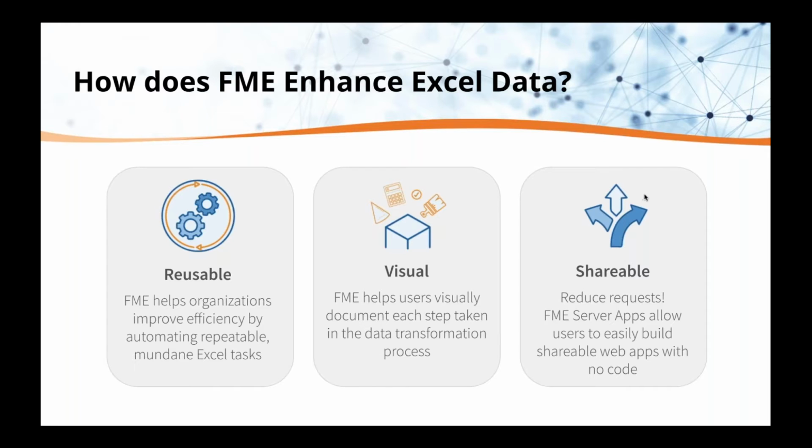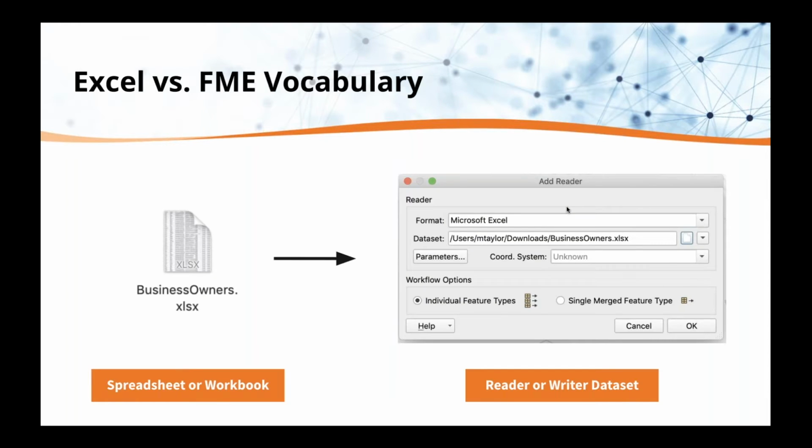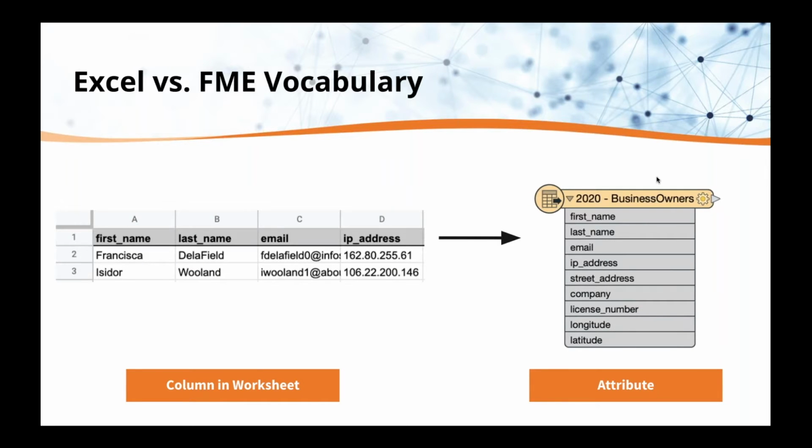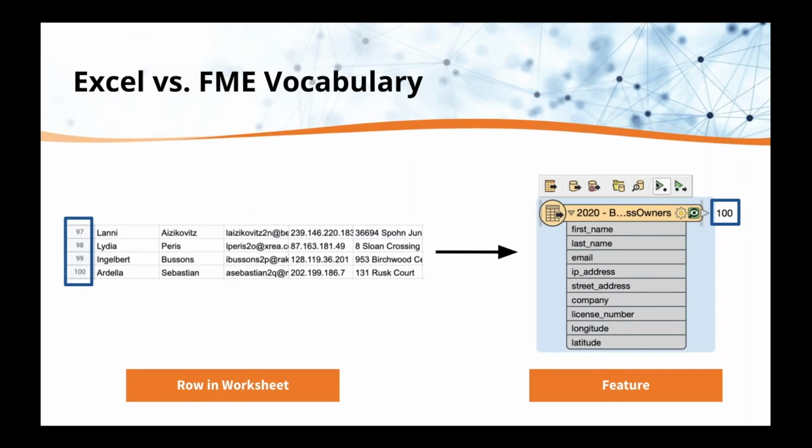But before we do that, I just want to cover a couple of terminology, just so that we're all on the same page if you're new to using Excel and FME. So the first is a spreadsheet or a workbook in Excel is a reader or writer data set. A worksheet or a named range is a feature type in FME. A column in a worksheet is an attribute in FME, and a row in a worksheet is a feature.